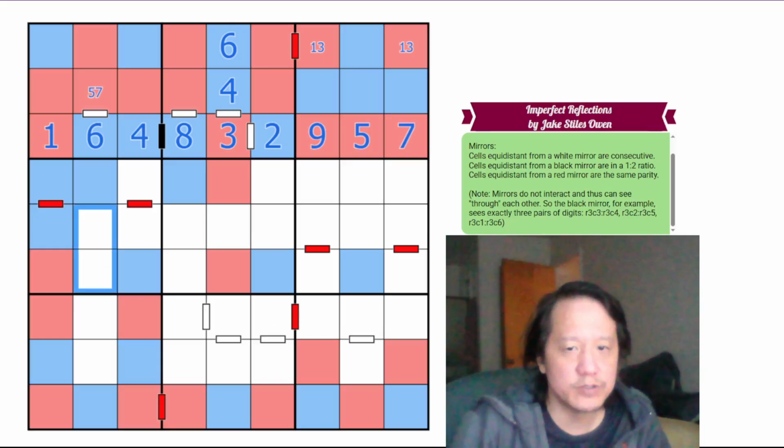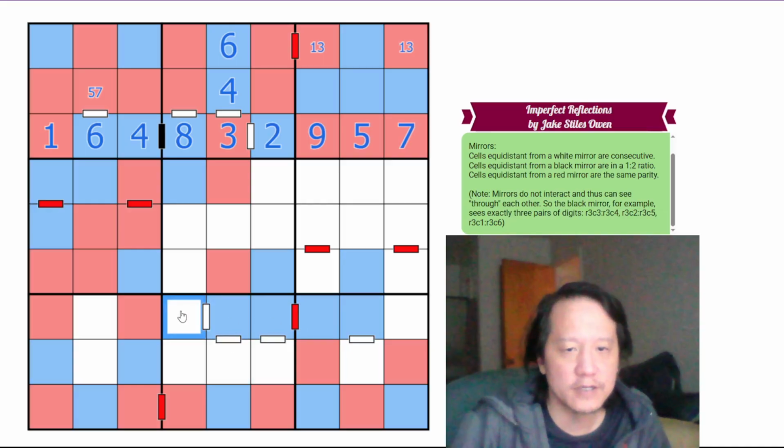This then must be 2 odds here. And we have 4 evens in box 4, so this has to be 2 odds. This is odd, therefore that must be even to be consecutive. This is odd, so this must be even to be consecutive. These are the same parity, so this is even, even. These are the same parity, so this is even, even.